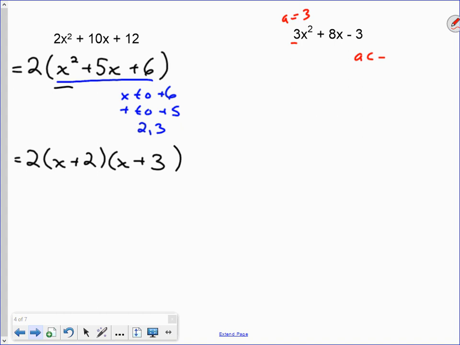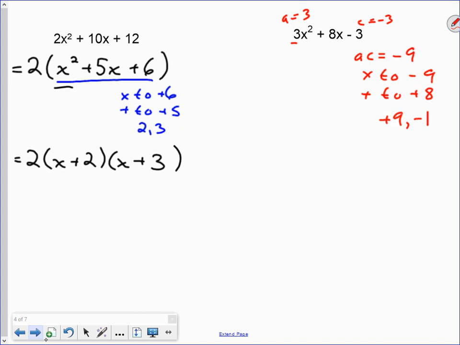So a times c, c is negative 3. So 3 times negative 3, a times c is going to be negative 9. So we are looking for two numbers here that multiply to negative 9 and add to that middle term, positive 8. Those numbers are going to be, let's see, positive 9 and negative 1. Multiply to negative 9, add to positive 8.